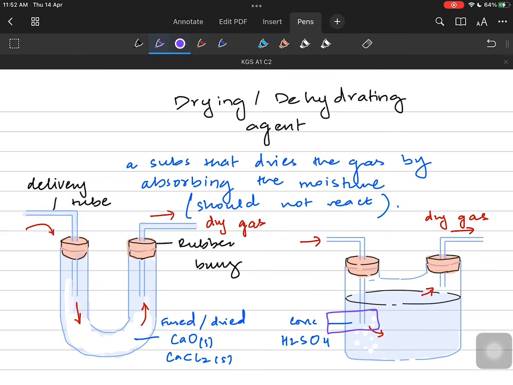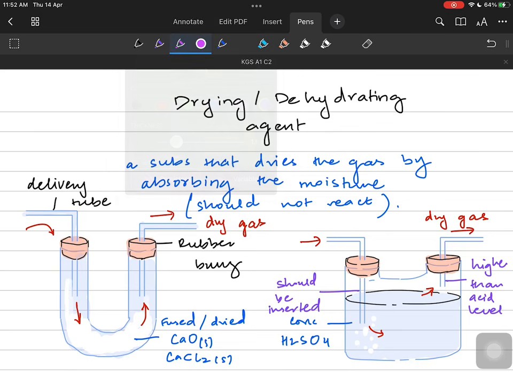Just notice one thing, that the first delivery tube is actually inserted in the sulfuric acid. So when you're using sulfuric acid as a drying agent, the incoming delivery tube should be completely immersed in the sulfuric acid, but the outgoing, the second delivery tube, should be higher than the level of the acid. So the gases are collected on the top of the acid and then they're collected outwards. So the position of the delivery tube level is really important.